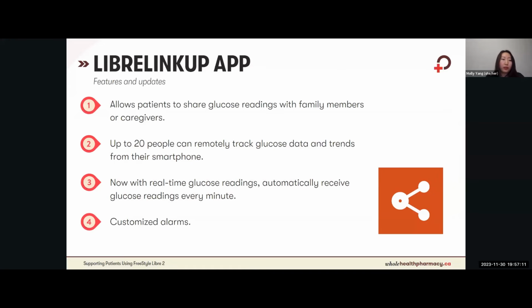Okay, so we went over the FreeStyle Libre 2 patient app. Let's go into the Libre LinkUp app quickly, which we didn't go over in the last session that we had. The Libre LinkUp app really allows caregivers to access real-time readings, which are pushed from the patient's sensor and their app straight to the Libre LinkUp app if they're joined. So it allows patients to share their glucose readings with family members and caregivers. Up to 20 people can track trends from their smartphone. And now it accommodates the real-time readings and automatically receives readings every minute, similar to the patient's app.